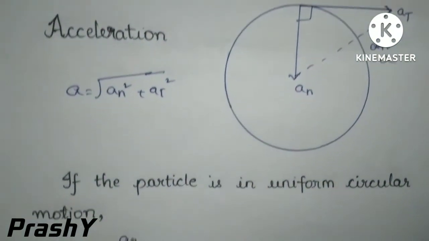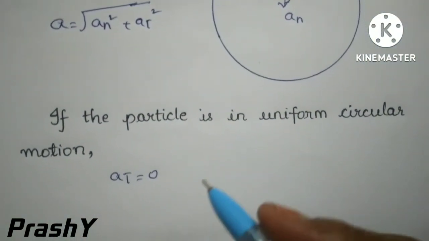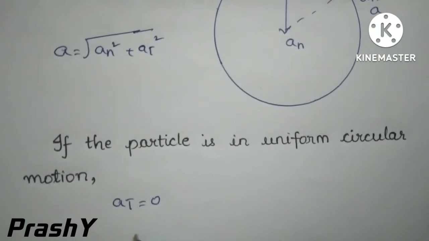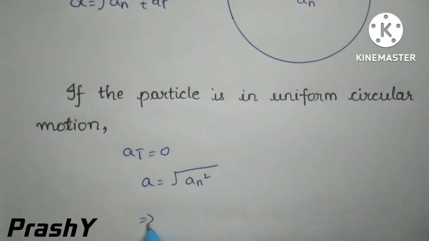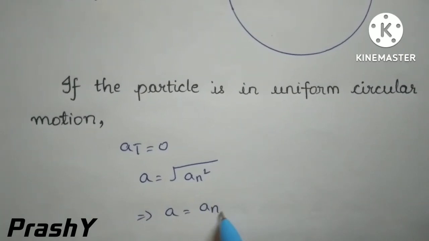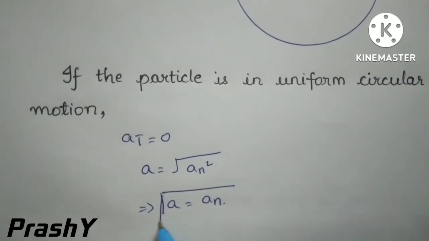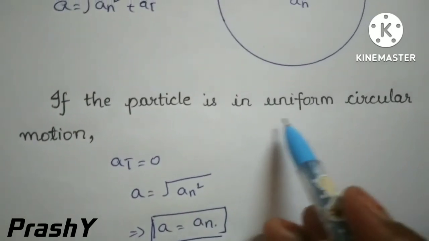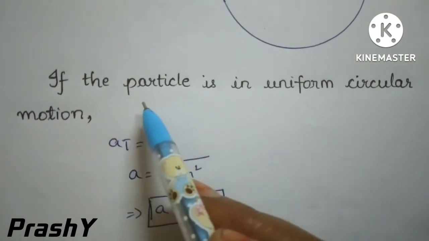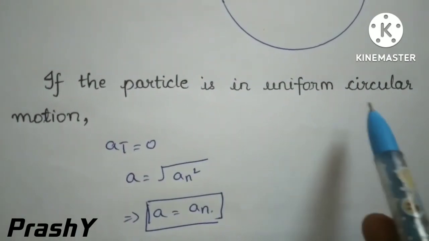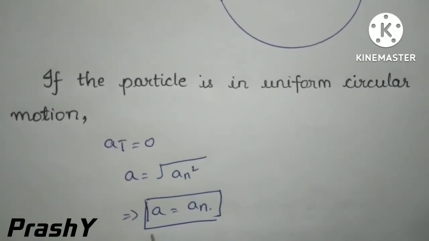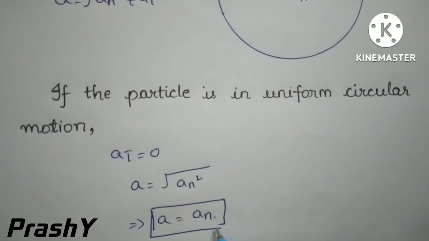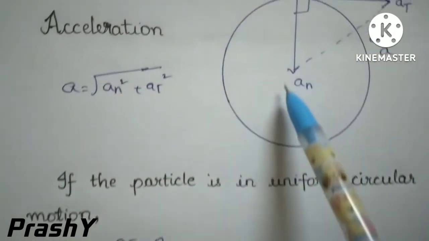If AT is equal to 0, then what happens? Then A is equal to root over AN square, which implies A is equal to AN. So this is the condition when the particle is moving in uniform circular motion. If a particle is moving in uniform circular motion, AT is equal to 0. When AT is equal to 0, A is equal to AN. That means the particle will have only radial acceleration.